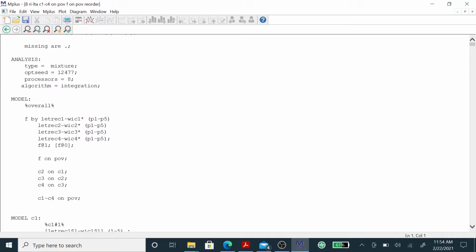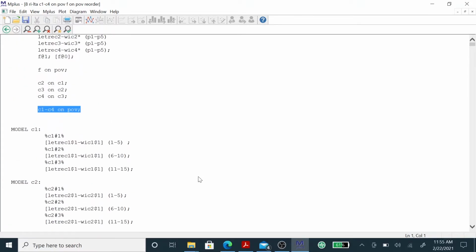Here we have then the usual lag 1 transition relationships, and we have all of them regressed on poverty here. And you see the usual measurement model specifications, invariant thresholds across time. So this is the main effect model, where we allow all of the 4 latent class variables to be regressed on poverty.